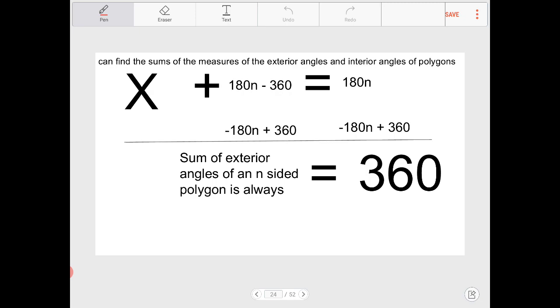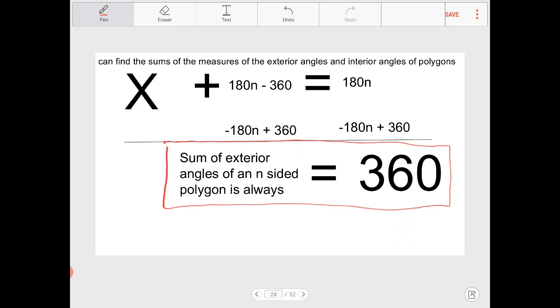And this is rather remarkable. I want to emphasize why this is remarkable. If you take any polygon, regardless of how many sides that polygon has, regardless of whether or not it's convex or concave, regardless of any of those things, the sum of the exterior angles of an n-sided polygon is always going to be 360.